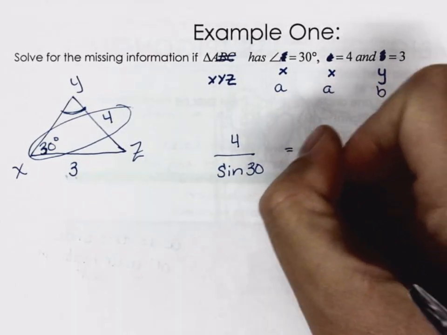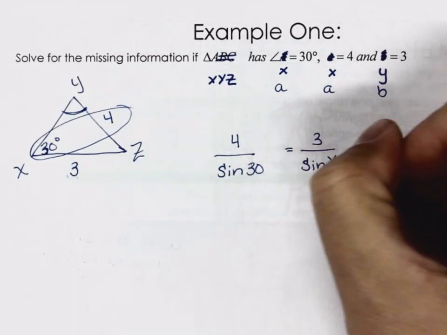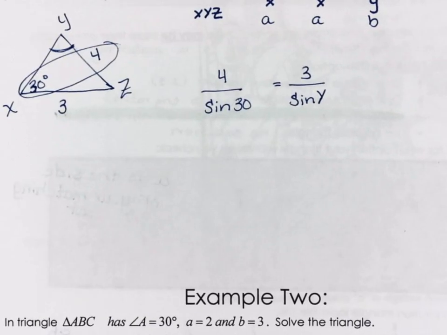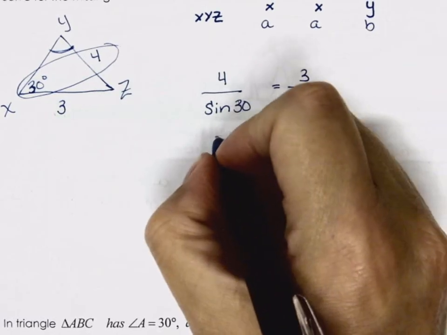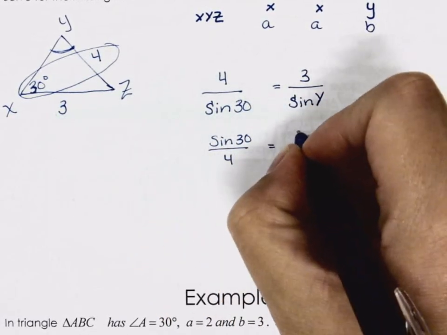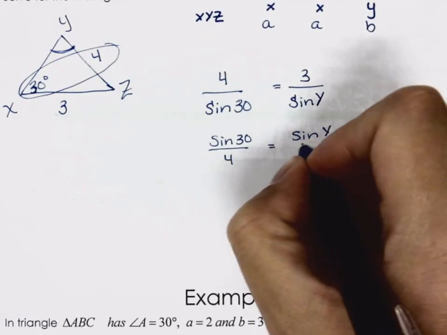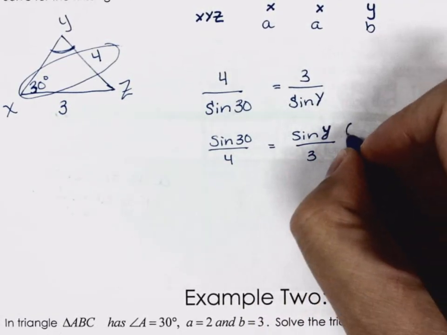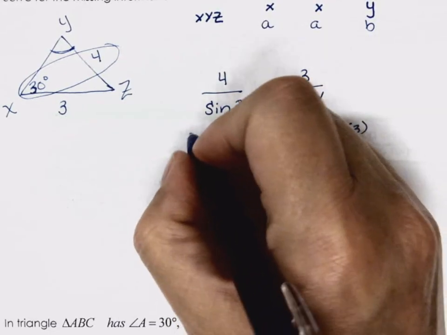So 3 equals sine of Y. And you guys taught me in physics, if my variable's on the bottom, I'm flipping everything. So sine of 30 over 4 equals sine of Y over 3. That's supposed to be a Y. Times both sides by 3.